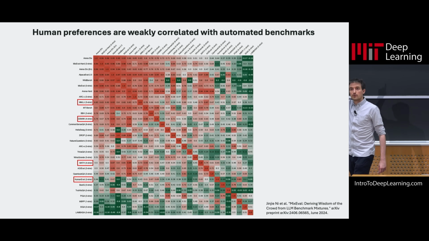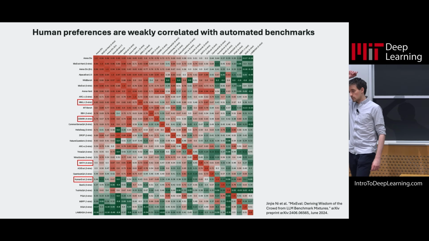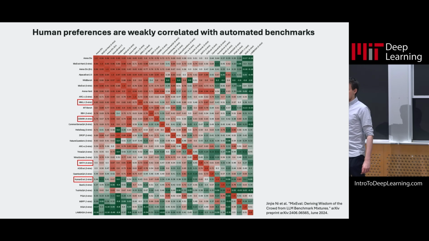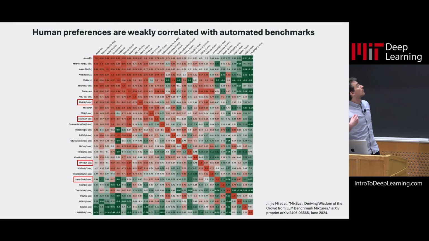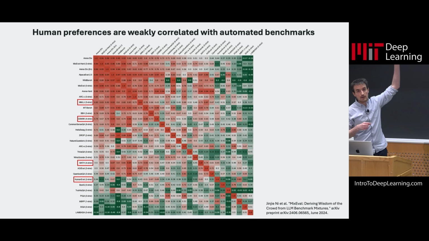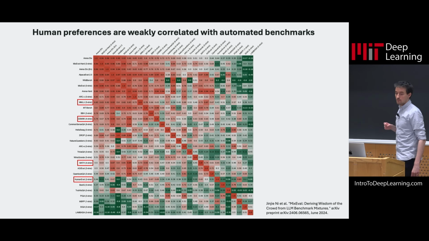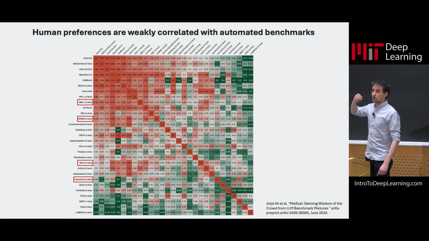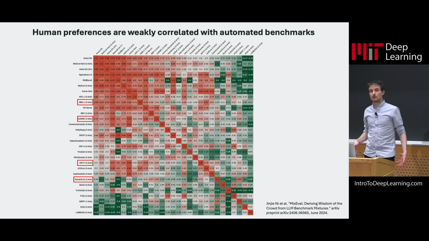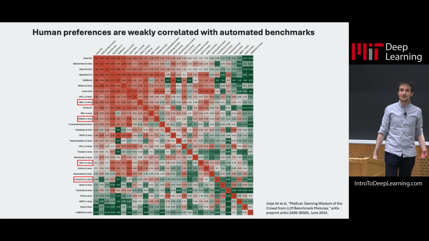The first one on top is the chatbot arena, and all the others are more or less automated benchmarks. You have MMLU, for example. GSM-8K is a math evaluation. You have math, which is a math evaluation, and human eval, which is a code evaluation. And you see that the correlation is pretty poor in general.